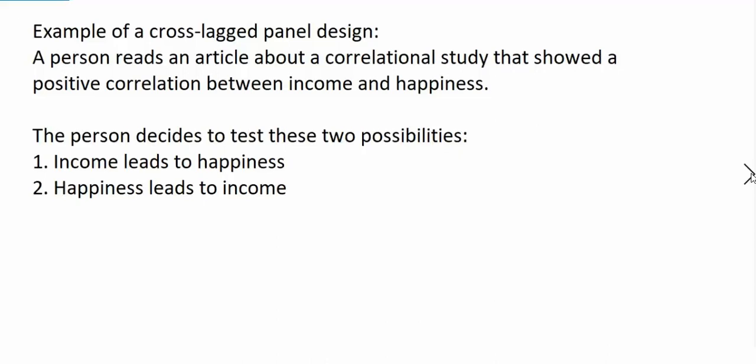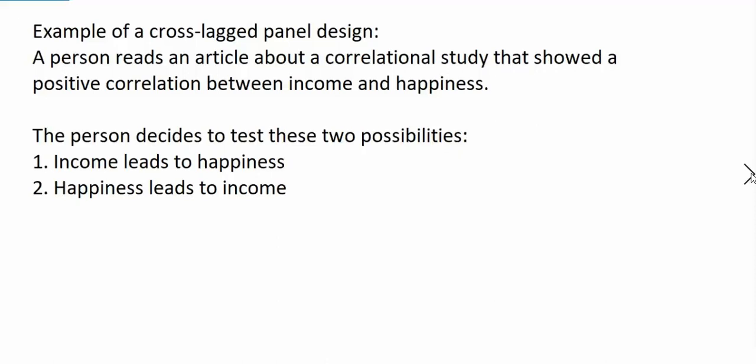So imagine a researcher reads an article about a correlational study that showed a positive correlation between income and happiness. In this study, the researcher found that the participants who were earning a higher income tended to also be the happier participants. And imagine that the researcher is curious about two possibilities. The possibility that the people started off with a high income and that led to their happiness, or whether the people were happy at the beginning and the happiness actually caused them to go out and earn a higher income, maybe because of more energy or motivation.